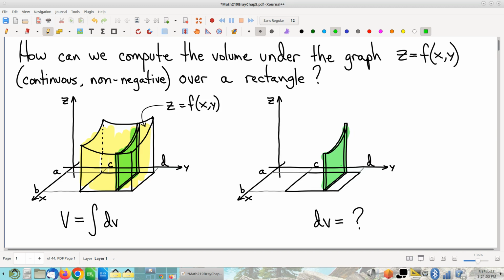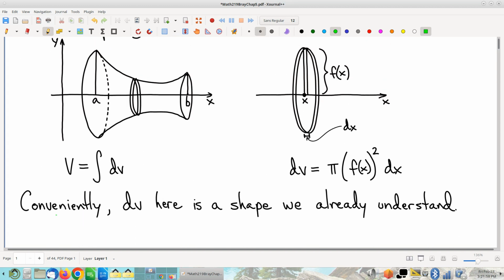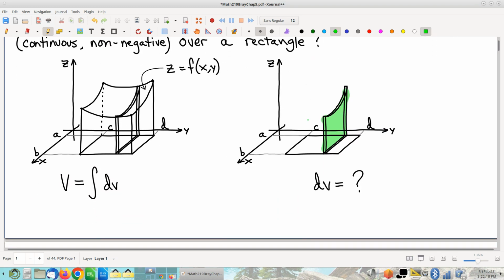Okay. When we were doing single variable volumes of rotation, we were lucky that this volume was just a matter of multiplying the area of a disk times the thickness, and the area of a disk is easy. This is not a disk. And so there is a temptation to say, well, we're out of luck, and there's nothing we can do about it.